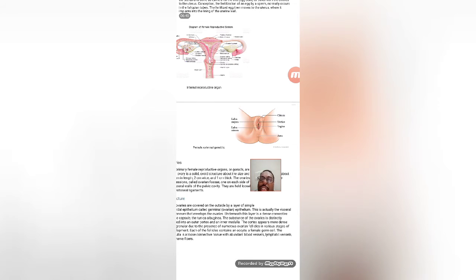So you must understand that in the female, the excretory part and the reproductive part are separate, but in the male both come out through the same urethra. So you have to keep that in mind. Now we are moving into the internal structure.